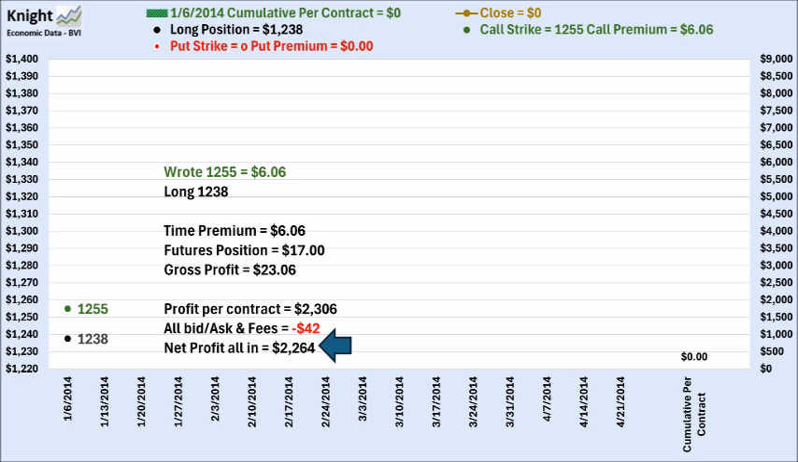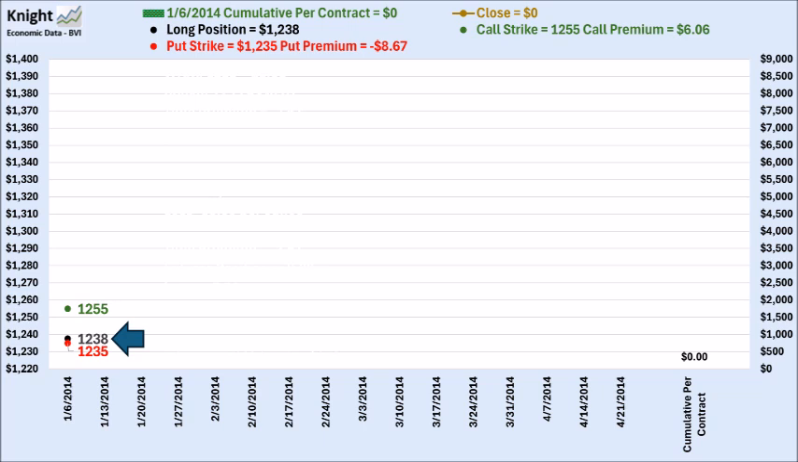But there is a cost-effective solution to objectively control downside risk on this 1238 long position without wasting large amounts of money on time premium to hedge. And it's called a collar. When we lay down a collar, we're going to use the premium we've collected, in this example on the 1255 call we wrote of $6.06 per ounce, or $606 per contract, to offset the majority of our cost to buy a 1235 put to hedge our downside risk.